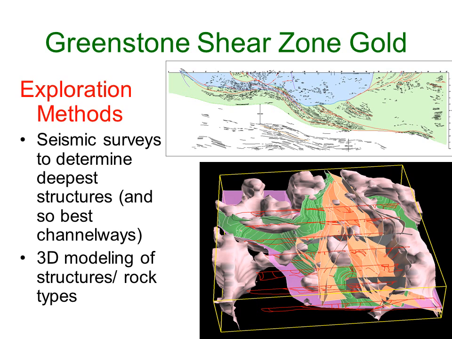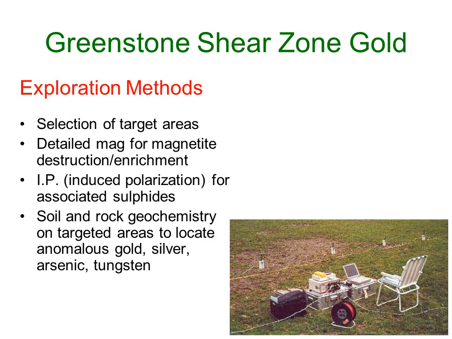This allows explorationists to identify key structures that are likely to have acted as channelways from the partially melting lower crust to potential shallow gold traps. Once areas of potential interest have been identified, the process focuses on these, using various ground exploration techniques. Detailed ground magnetics may be collected to improve the resolution of the earlier regional airborne magnetic surveys.